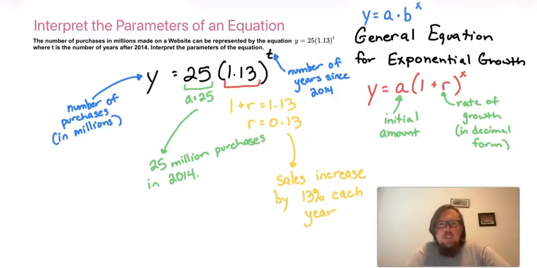And so this is what it means when it asks us to interpret parameters. What does each piece of the equation mean? The X and Y in this case, which are really T and Y. T is years and Y is the number of purchases in millions. And then what do the numbers mean? The first number, that value of A, 25, is the initial amount, the number of purchases made in 2014 in this case. And then we have to calculate what R is, and the calculation's really easy. We just take whatever's in the parentheses and subtract 1, giving us 0.13, which is a percent. So 13% is the rate at which our sales are increasing each year. And that's how we interpret the parameters of an equation.